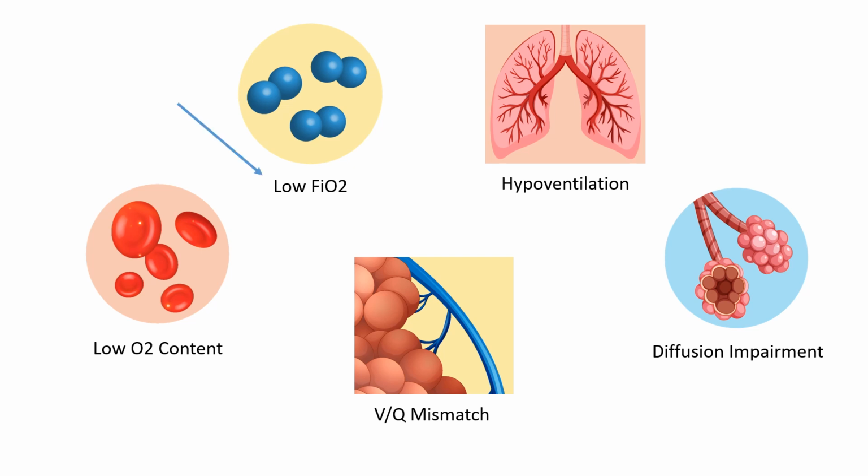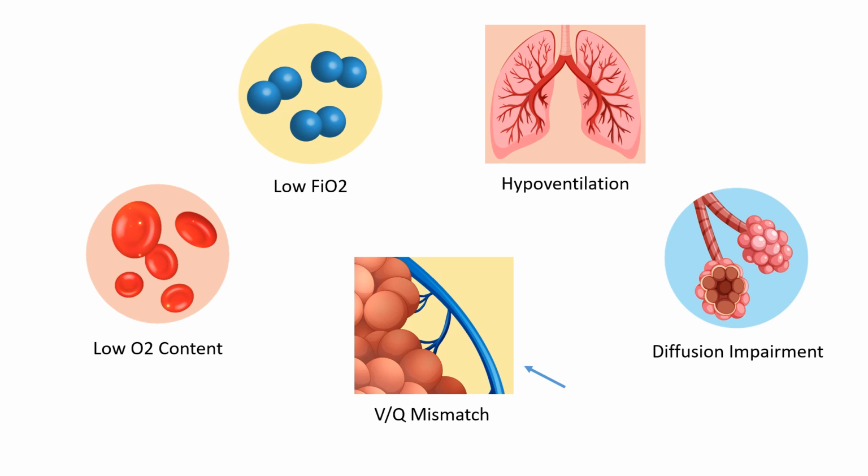FiO2 is just short for fraction of inspired oxygen. This is just a fancy ICU term for the percentage of oxygen that's in the air around you. So room air would have an FiO2 of 21%. And if I put an oxygen mask on you, I can make the FiO2 go up to 50% or 90% or 100% or really whatever I want.